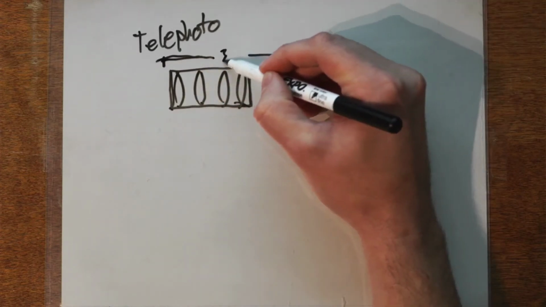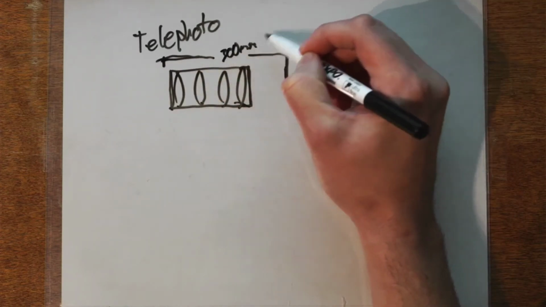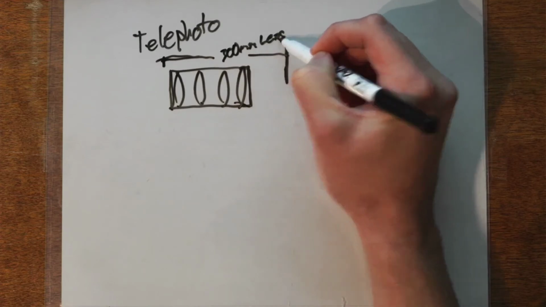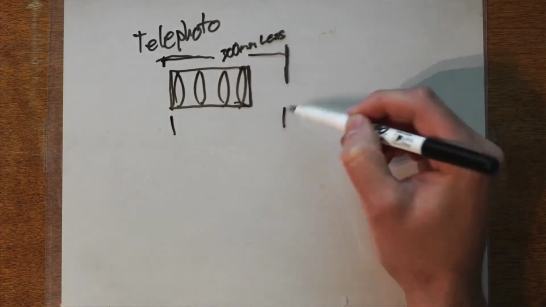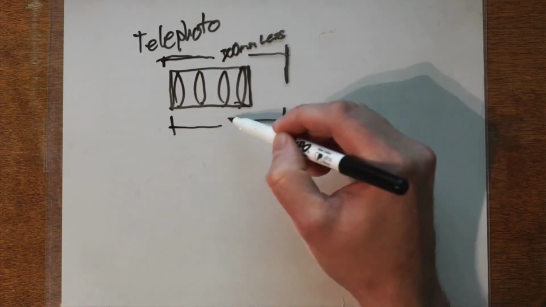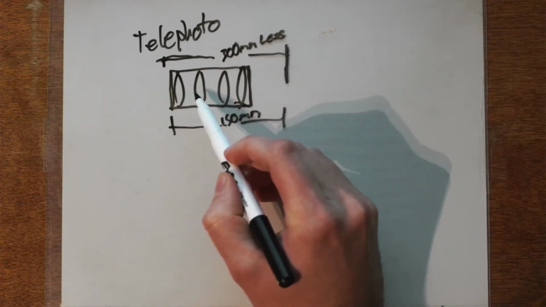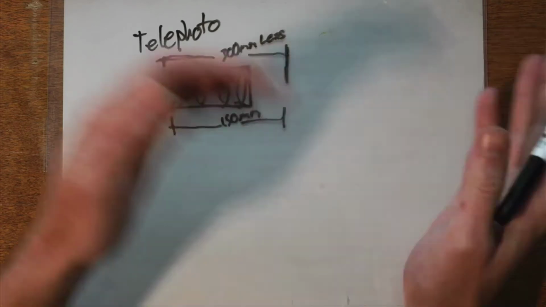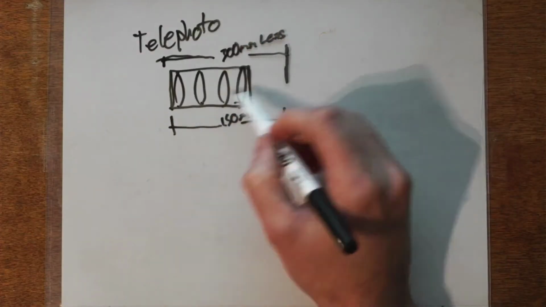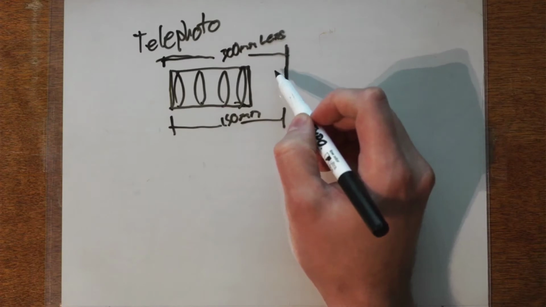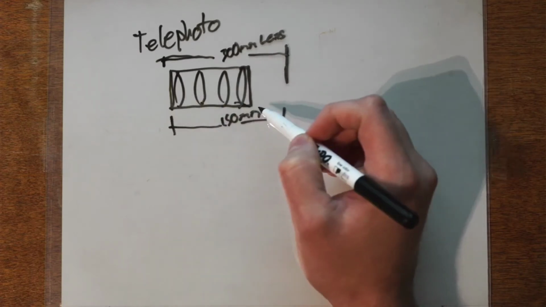So this could be a 300 millimeter lens that is only actually 150 millimeters long. And what you're doing is using the multiple lens elements to bring that tighter, faster, to get you to a focus point quicker than you could with one.